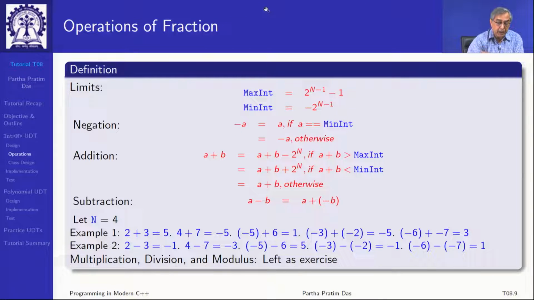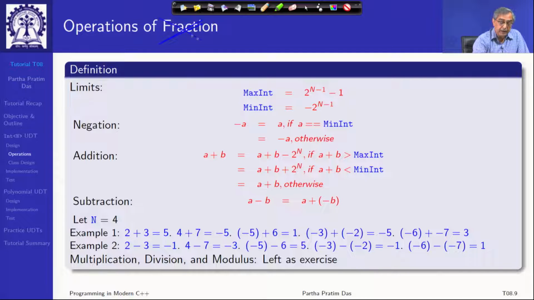I am sorry, this needs to be corrected, I will correct that. This is operations of int n. So, these are the limits. Naturally, if you do negation, given that a is a proper int n, that is an n-bit integer, then if it is within the range, its negation would be the negative of that number, except if it is min int. In that case, it will be the min int itself.